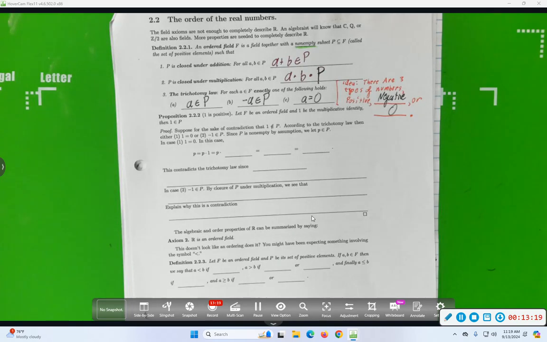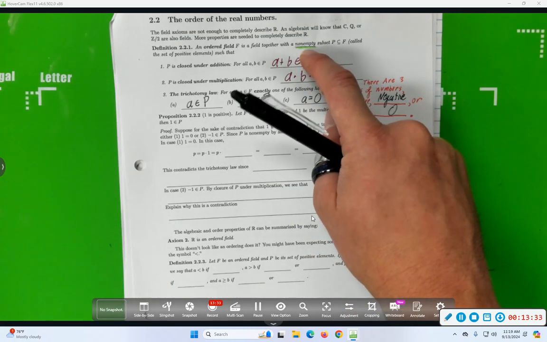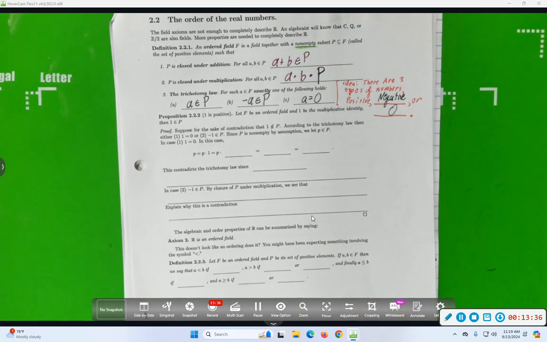For every element A of a field, exactly one of the following happens: either A itself is positive, negative A is positive, or A is 0. And there's one other condition I'm going to emphasize. Part of the definition is that the set of positive elements is in fact non-empty. So let's walk with this.